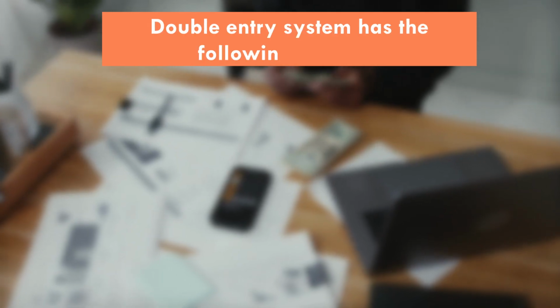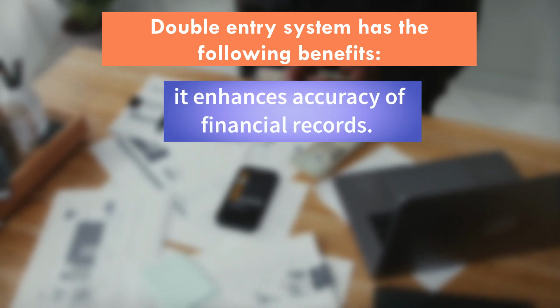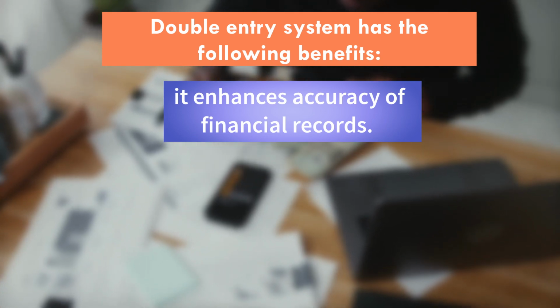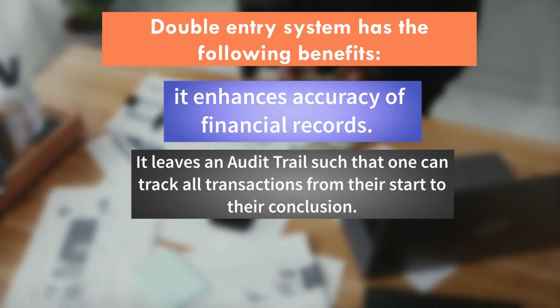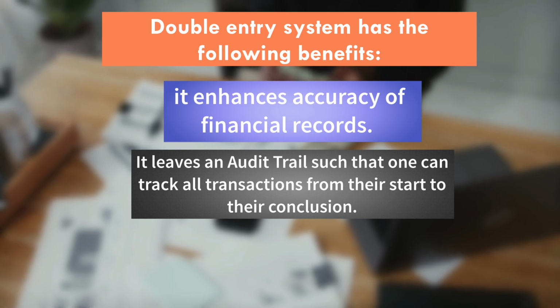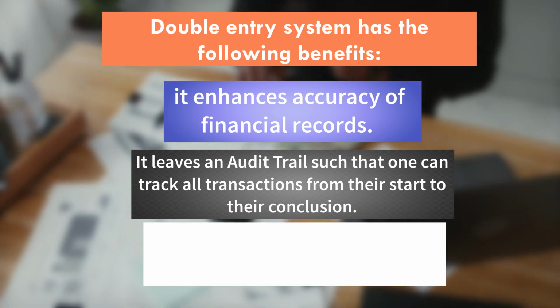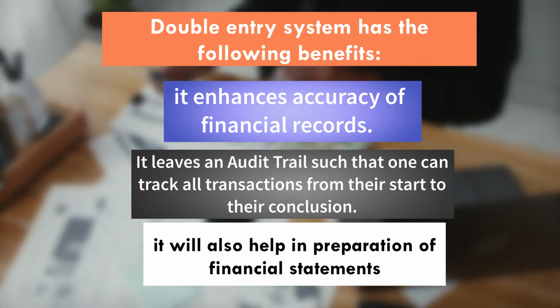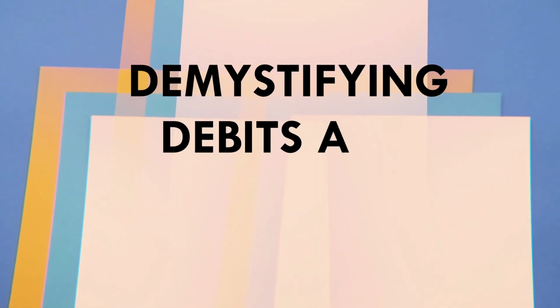So, why double entry? The double entry system has the following benefits. Firstly, it enhances the accuracy of financial records. This is because when implemented adequately, it helps to prevent errors. Secondly, it leaves an audit trail. One can track all transactions from their start to their conclusion, and in case of errors, it is easy to trace. Finally, it will also help in preparation of financial statements, which can be relied upon by internal and external users. Demystifying debits and credits.